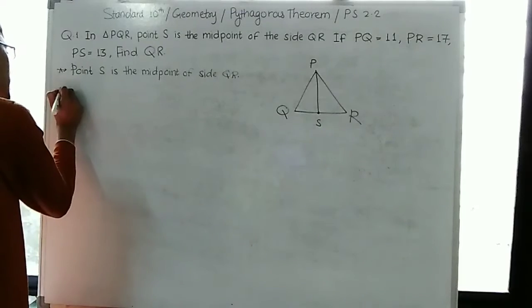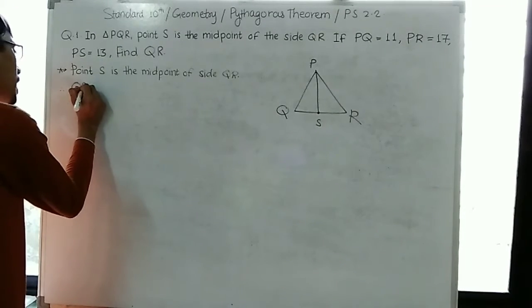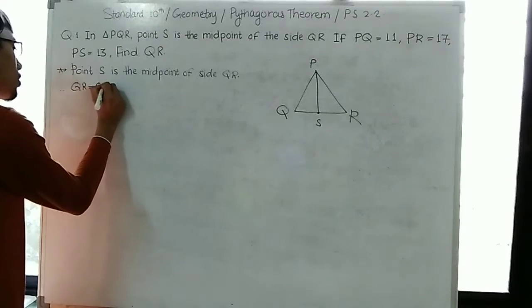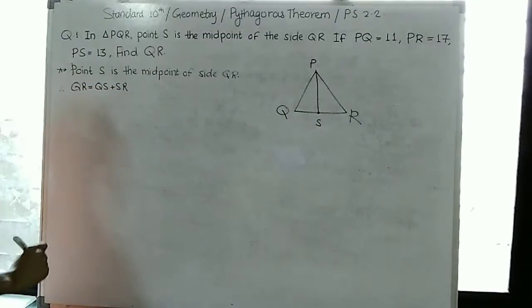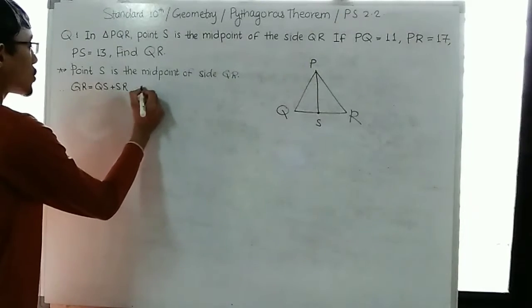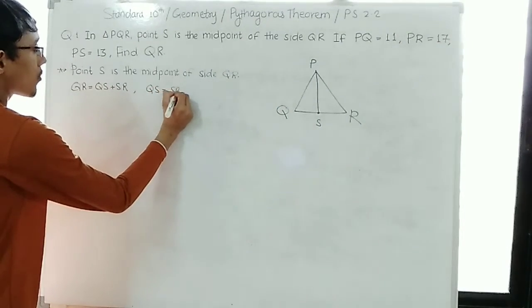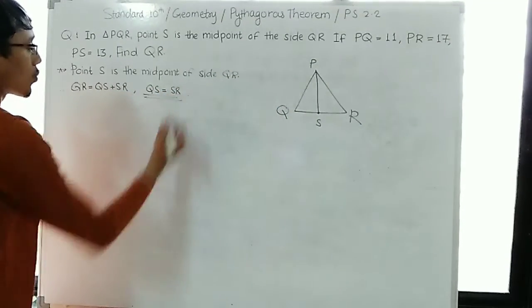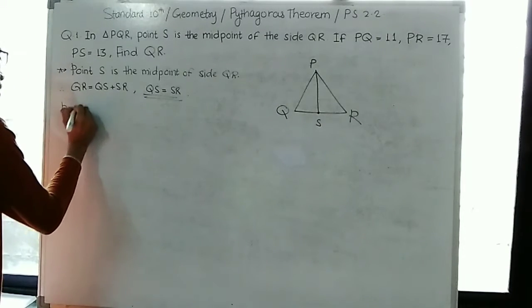So we can write QR is equal to QS plus SR, and also we can write QS is equal to SR. Both are equal. Now we will apply Apollonius theorem.